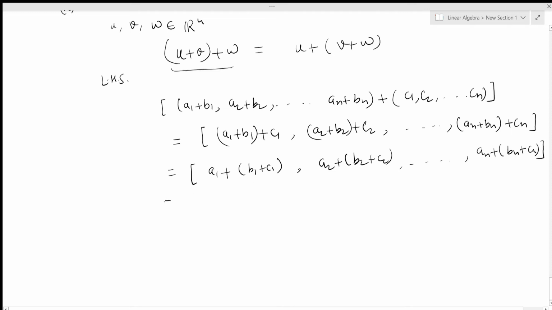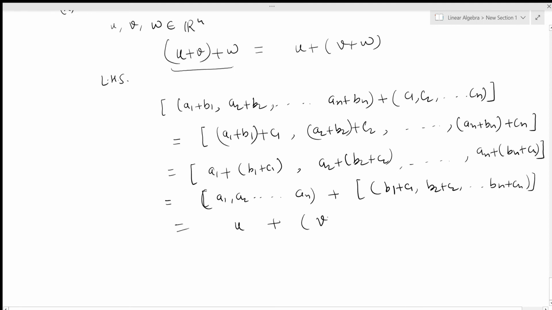So this is A1 and this. So you can write this as A1, A2 and so on, An plus B1 plus C1, B2 plus C2 and Bn plus Cn. This is U and this is V plus W. So we start with this and prove this. So that means second condition is also verified.